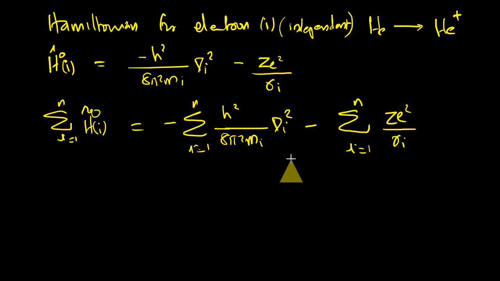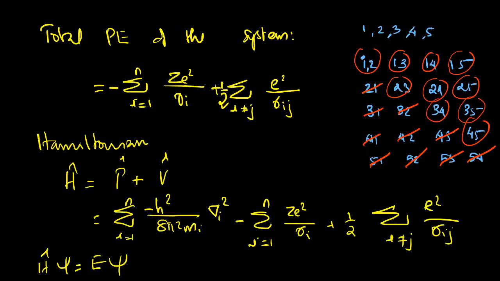So these two terms, the total Hamiltonian for an n-electron system where each electron is independent of each other, that total Hamiltonian is the first two parts of the total Hamiltonian of the system we saw earlier. That is, we can take these two parts as the Hamiltonian of an unperturbed system. So that is the Hamiltonian of the unperturbed system.